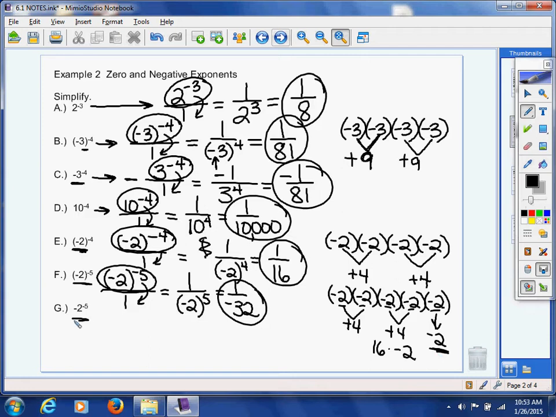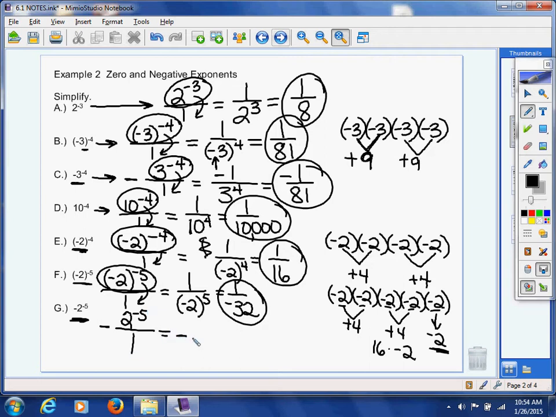Okay, well, let's see what happens in letter G when we take the opposite of 2 to the negative 5 power. So we're going to leave that negative sign kind of out in no man's land. It's not in parentheses with the 2. So really the only thing that's being raised to the negative 5th power is that 2 and not the negative sign. The parentheses are not there, so we can't assume that.